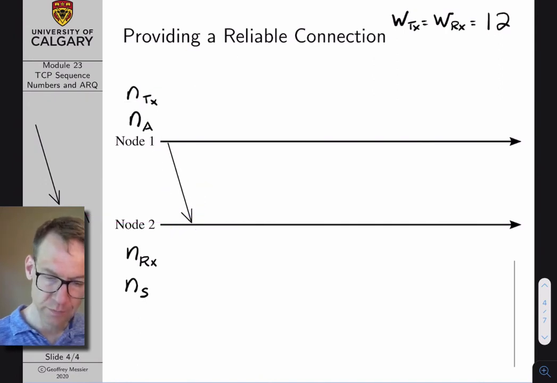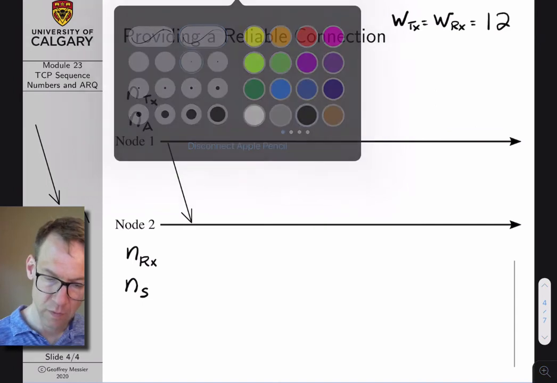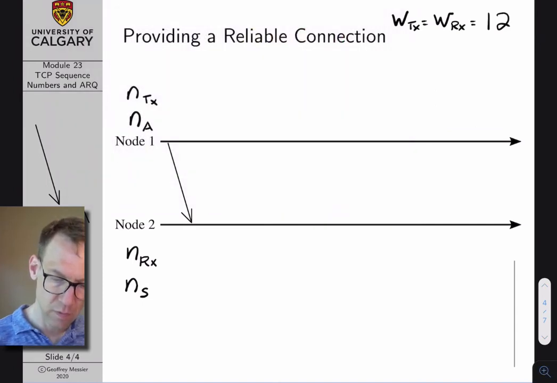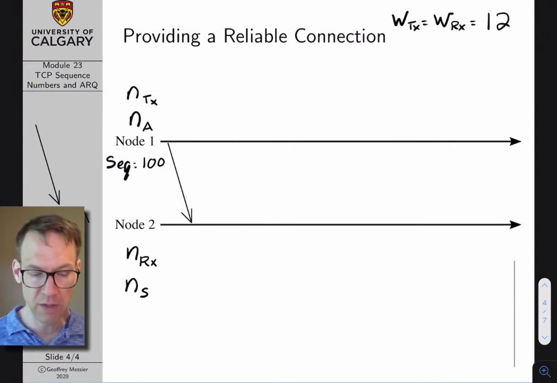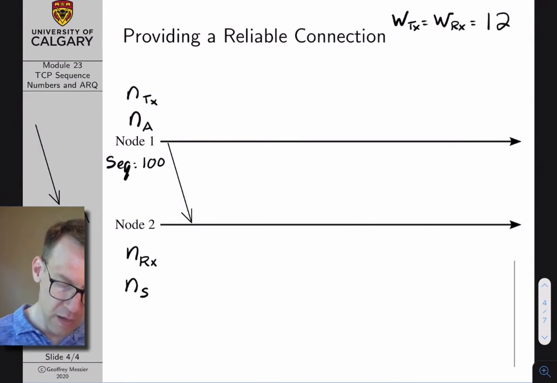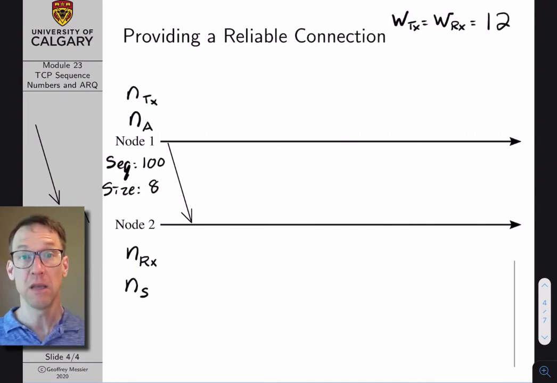And for the purposes of this example, the sequence number is going to be 100. So our initial sequence number is going to be 100. This is our initial sequence number. Often you'll see the initial sequence number being 0, but it doesn't have to be that value. And the size, or the payload, of this segment is going to be 8 bytes. So we're carrying 8 bytes of user data in this TCP packet.